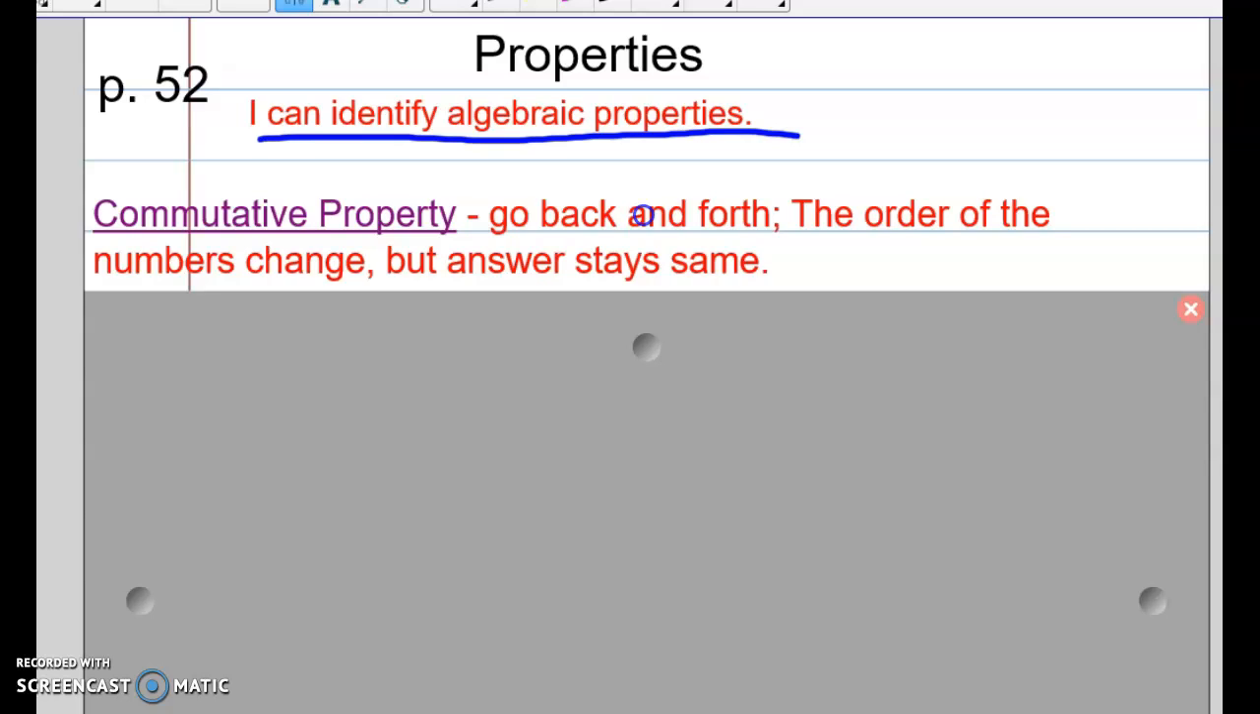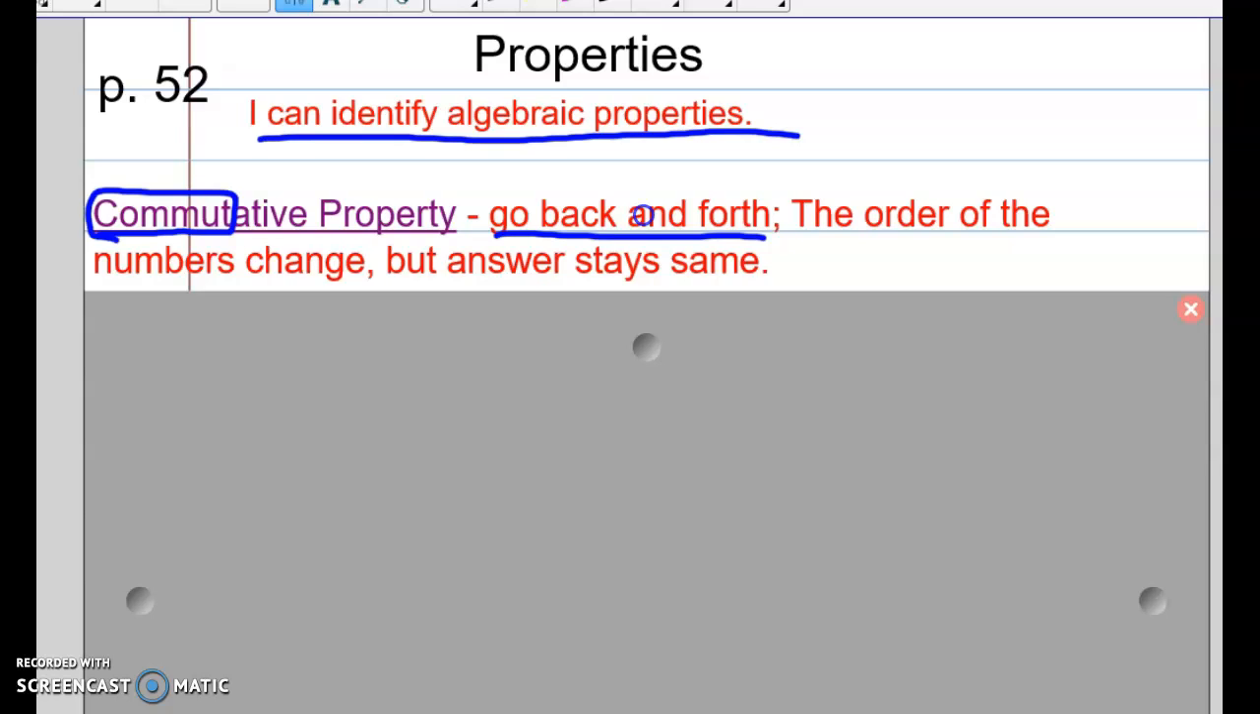So if you look at the word commutative, you'll see the base word commute. Commute means to go back and forth. Each day when you come to school, you commute back and forth to and from school. You come to school in the morning, you commute back home in the afternoon. So the commutative property has something to do with going back and forth between the numbers in the problem. Remember, commute means to go back and forth.